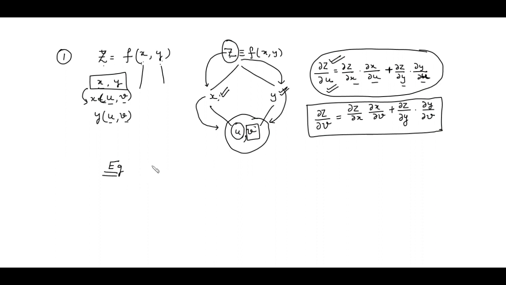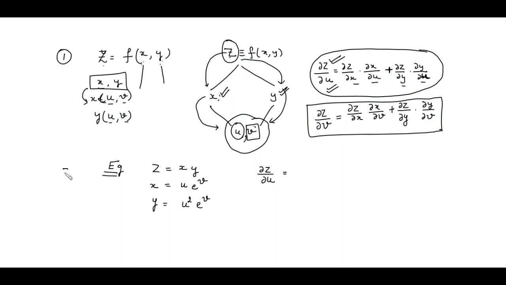Let's suppose we are given that z is x into y. Further x is given to us u e to the power v, and y is given to us u square into e to the power v. Find out the partial derivative of z with respect to u.